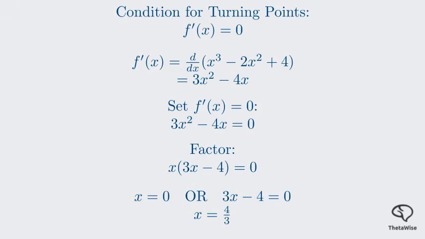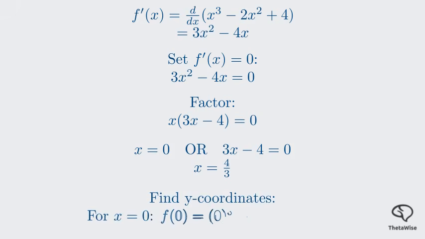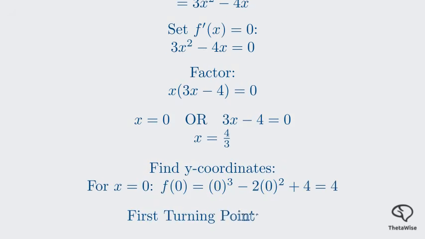We've found the x-coordinates. Now we need to find the corresponding y-coordinates by substituting these x values back into the original function, f of x. For x equals 0, f of 0 is 0 cubed minus 2 times 0 squared plus 4, which equals 4. This gives us our first turning point, (0, 4).